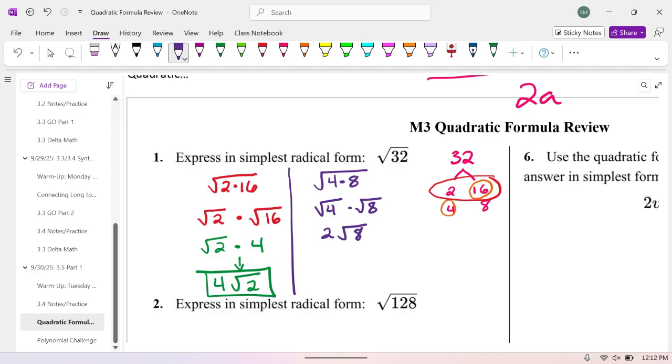Now, we need to double check that 8 doesn't have any more perfect square factors. So, what are two factors of 8 besides 1 and itself?